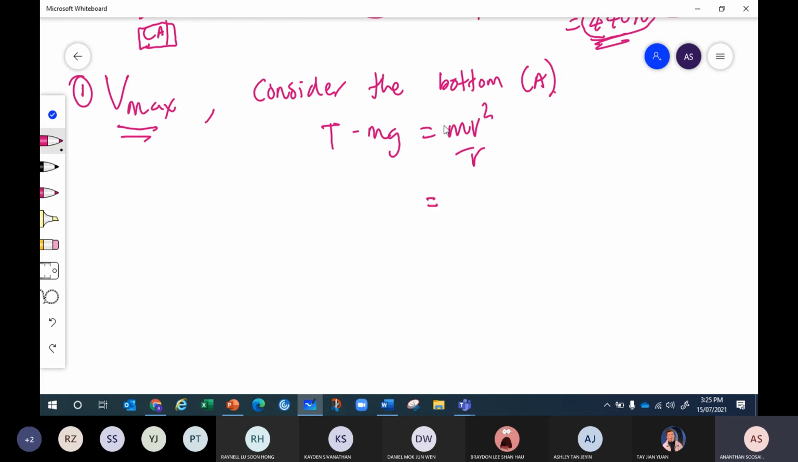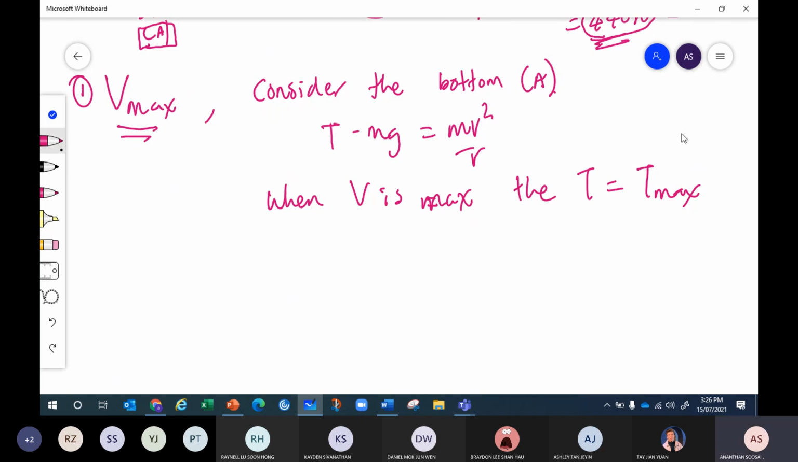This is all you need to write, but I will give you time later. First, try to look at the working before I allow you to write. We want to find Vmax, so we consider the bottom. Why do we consider the bottom? Because the tension becomes maximum at the bottom. Now a statement: when V is maximum, then tension will achieve Tmax, the maximum tension value.